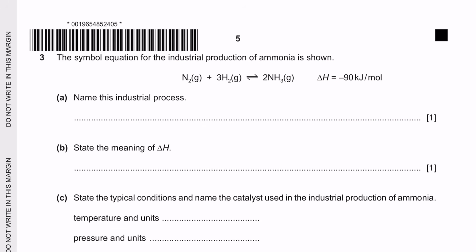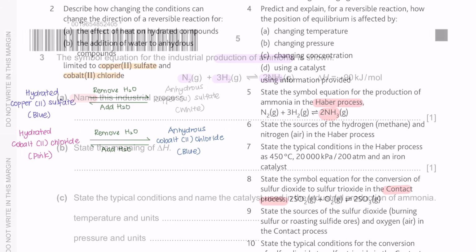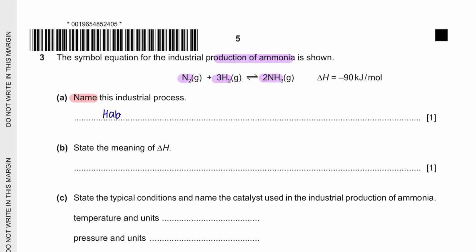Next, question 3. The symbol equation for the industrial production of ammonia is shown. Nitrogen gas reacts with hydrogen gas to form ammonia. Question part A. Name the industrial process. In your syllabus, there are two industrial processes that you have to learn. The first one is the Haber process, which is the production of ammonia, and the second one is the contact process to make sulfuric acid. So the name of this process is the Haber process.